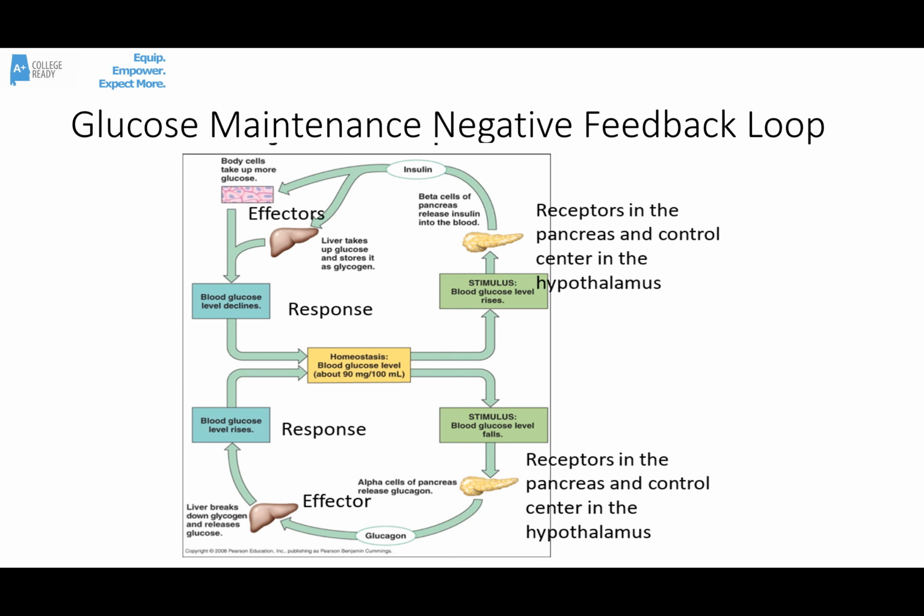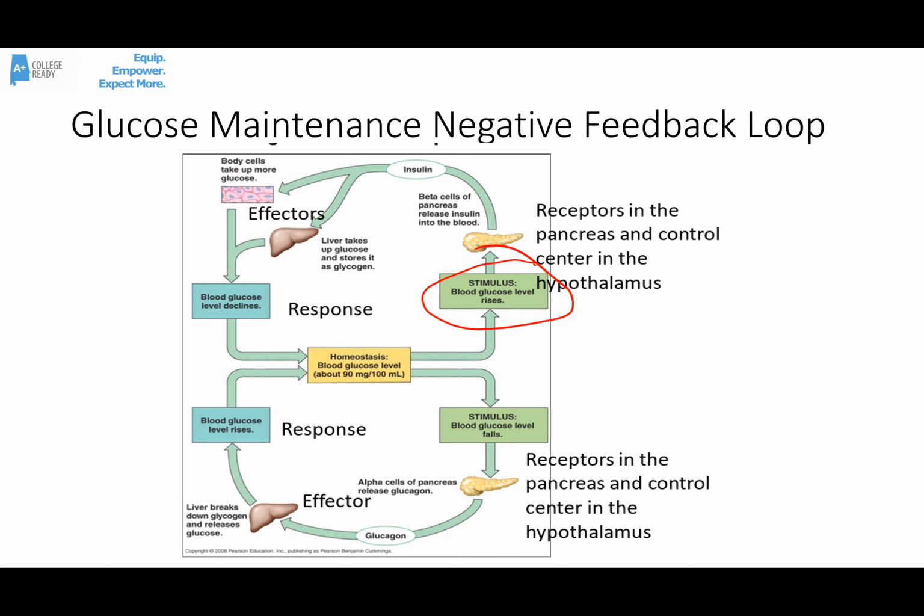So let's look at a real example. Let's look at glucose maintenance. So let's say that you eat something really sugary, or you drink a Coke or something like that. The stimulus here would be your blood glucose levels start to rise. All right, there are receptors that are going to pick up changes in the blood glucose levels. Those are located in your pancreas. There's a control center in your hypothalamus that communicates with these receptors and realizes that your blood glucose levels are changing.